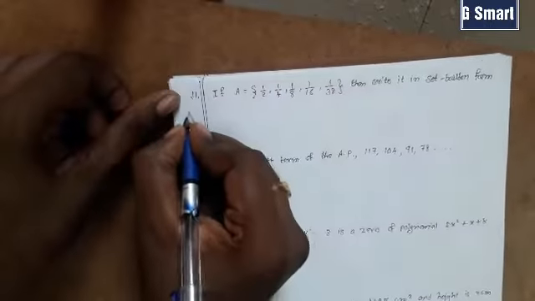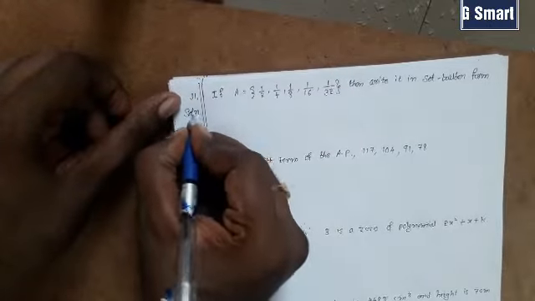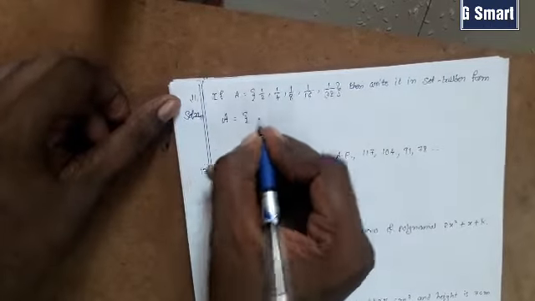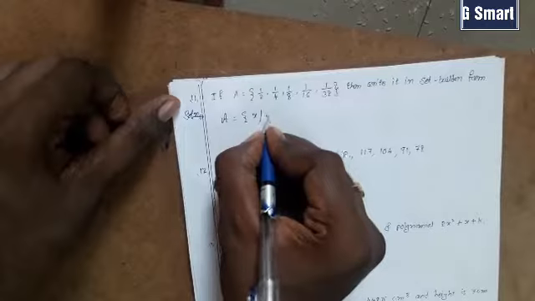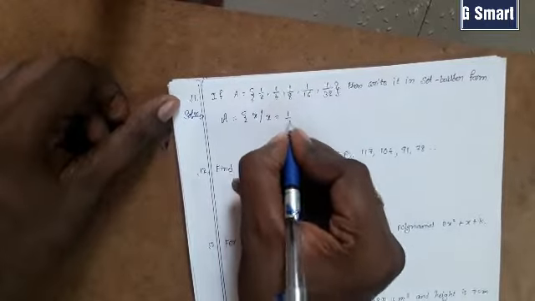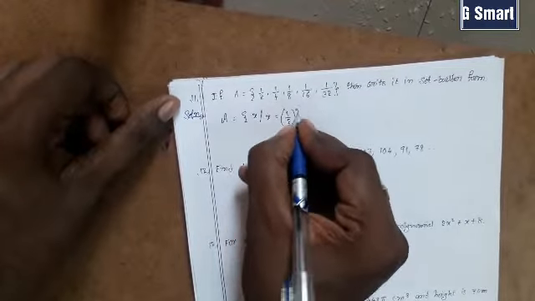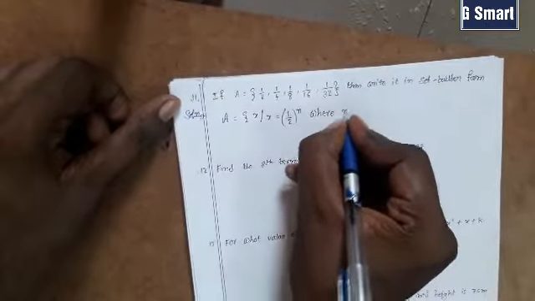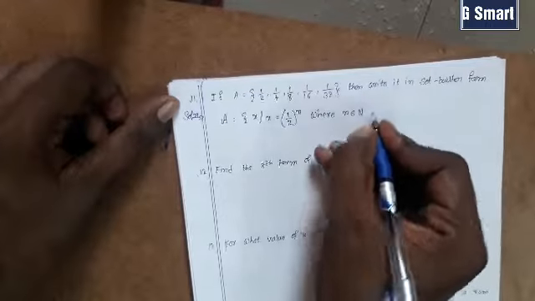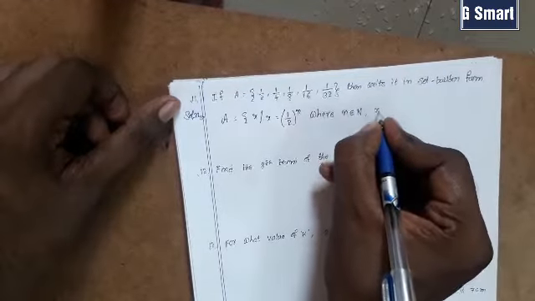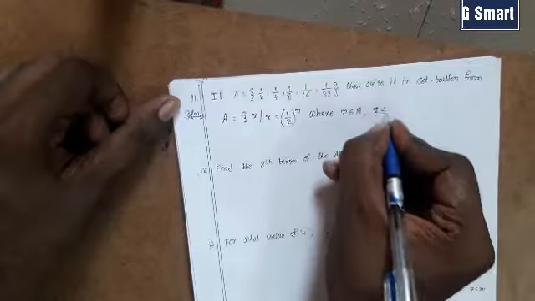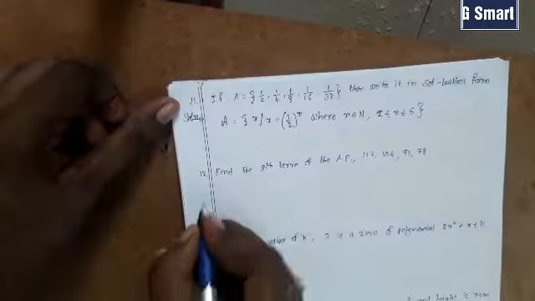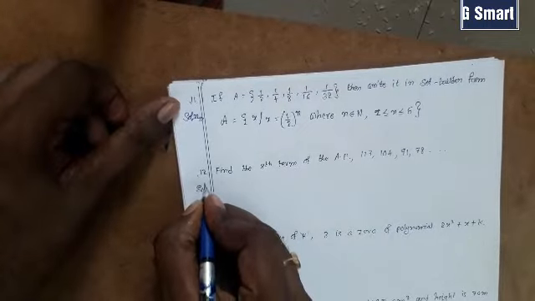Now the 11th solution. Again set builder form. So A is equal to the set of x such that x is equal to 1 by 2 whole to the power of n, where small n belongs to the natural numbers N and 1 less than or equal to small n less than or equal to 5, because 5 terms are there. Next, the 12th solution.